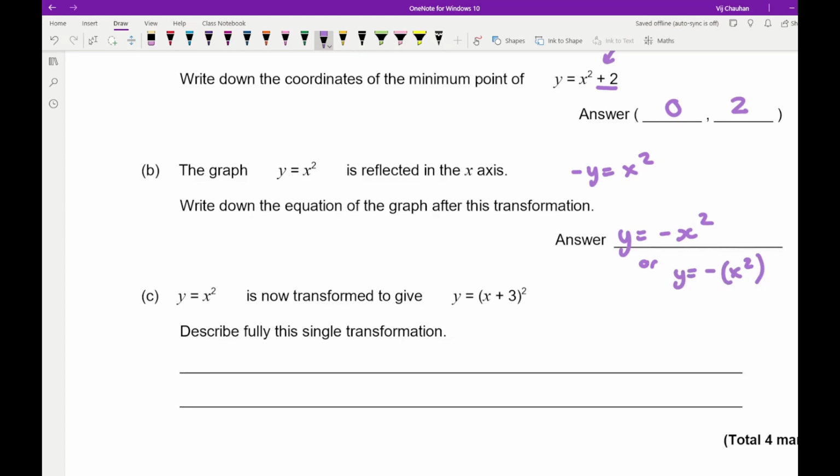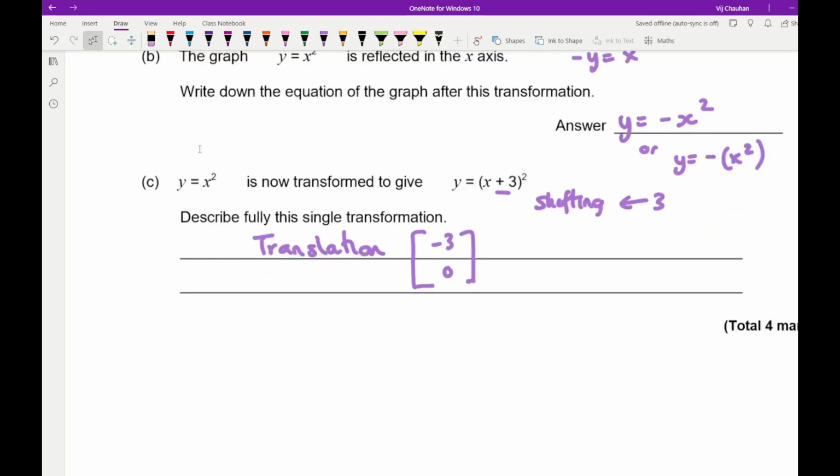For c, it then says y equals x squared is now transformed to give y equals (x plus 3) all squared. Describe fully this transformation. So here you can see we're adding something to the x, which basically means that we're shifting 3 squares. Now it's always the opposite direction, so we're going left 3 places. Now again, the correct way of writing this will be a translation, because we are moving it, in a translation of (-3, 0). And there we go for that one.